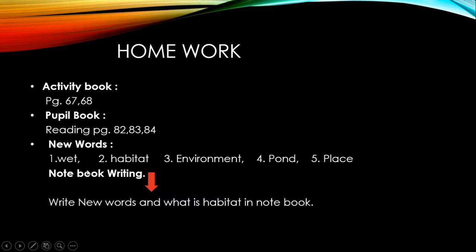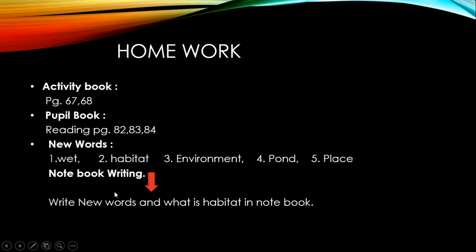Now the new words are wet, habitat, environment, pond and place. What you will do is take a new notebook. If you do not have a new notebook, use the old notebook, and write the name of the topic. Your lesson name is living things and their environment. Your topic is habitat. First you will write the new words in the notebook, like wet, habitat, environment, pond and place.